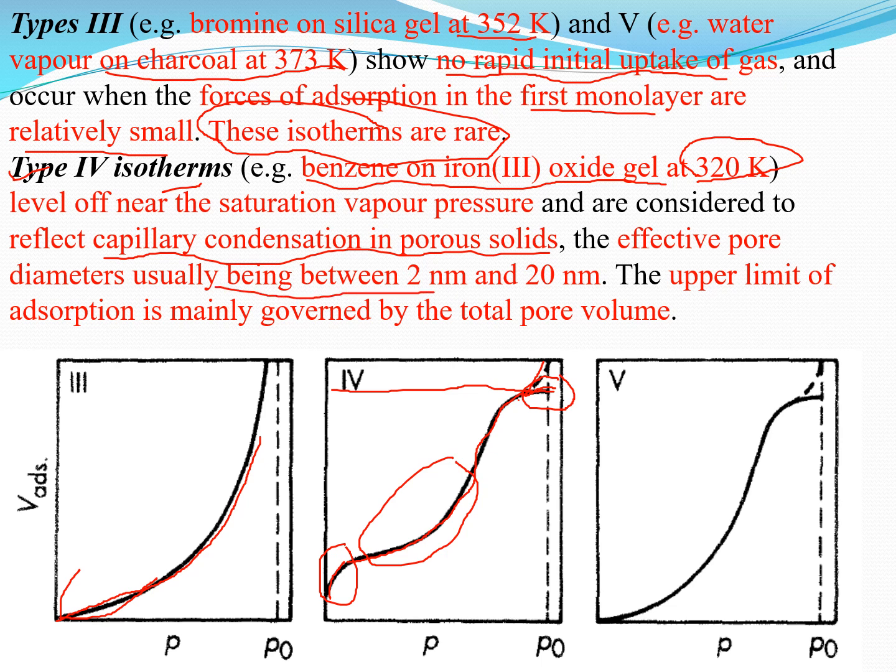So effective pore diameters usually be between 2 nanometers to 20 nanometers. The upper limit of the adsorption is mainly governed by the total pore volume. So these are for the type 4. Type 5 also is similar, but it's more similar to type 3, like in the start.